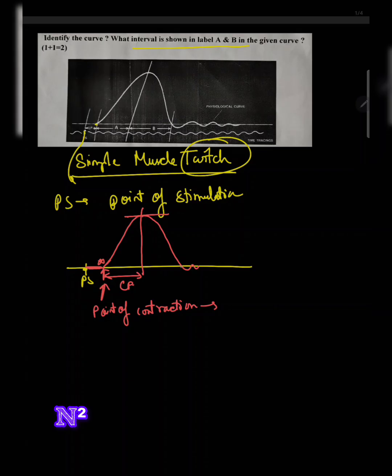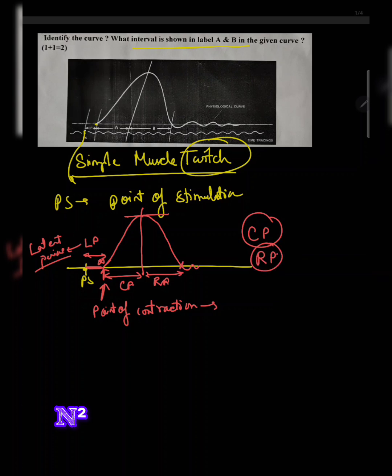From the peak till it reaches the baseline is called the relaxation period. The interval from the point of stimulation to the point of contraction is called LP, or latent period. The latent period has some physiological significance also, which I'm going to tell you. So in answering this question: identify the curve, simple muscle curve or simple muscle twitch. What interval is shown in A and B? A is the contraction period and B is the relaxation period.